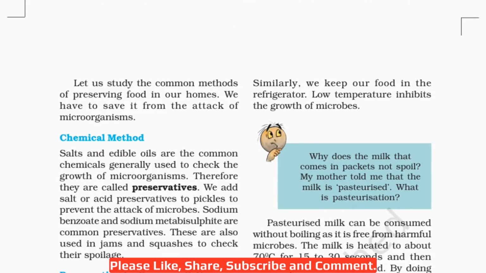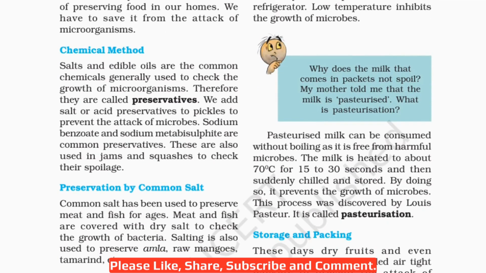We have to save it from the attack of microorganisms. First method is the chemical method. Salt and edible oils are the common chemicals generally used to check the growth of microorganisms. Therefore, they are called preservatives.